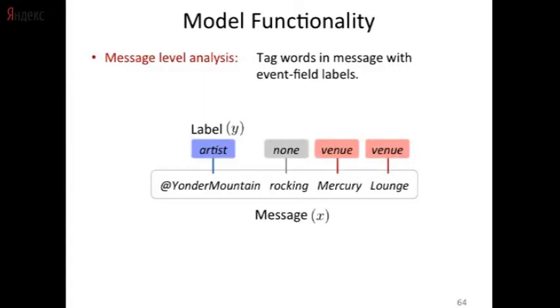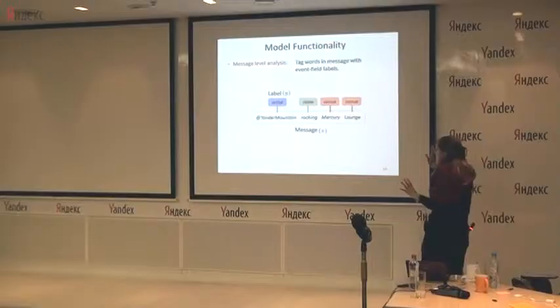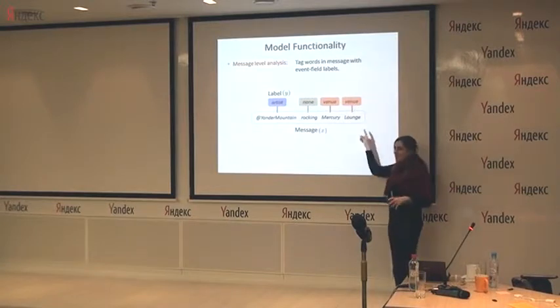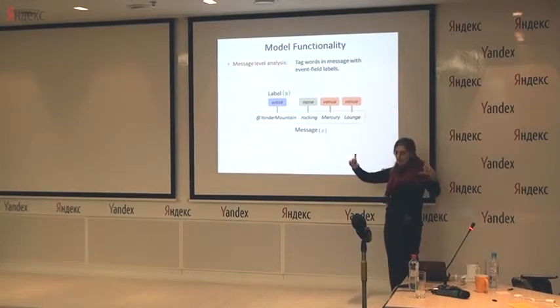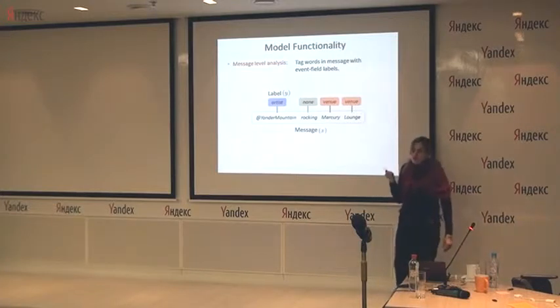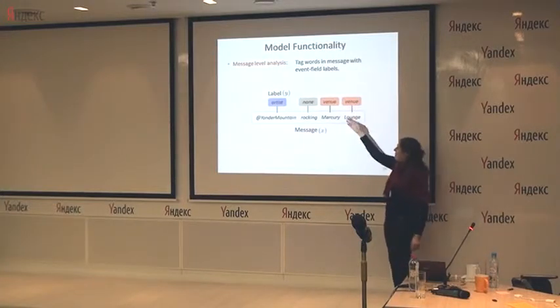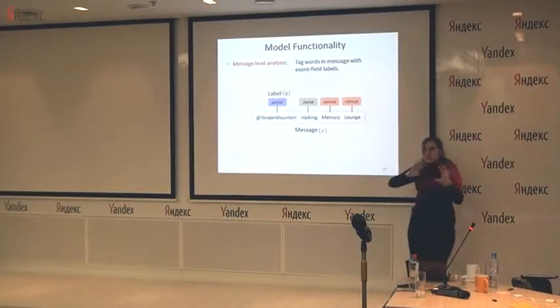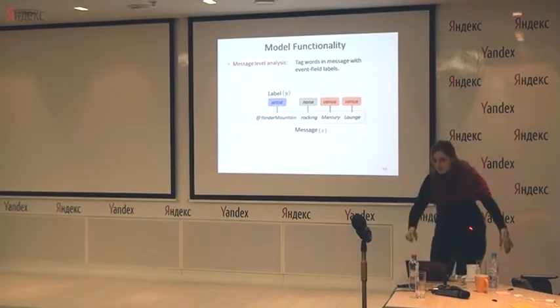So what we are going to be doing, I will show you the functionality of the system first. The first thing that you can do is look at every message, and use your favorite sequence model to identify the role of every word. In this case, it can be artist or venue or whatever, or none. So this is your prediction. You will do this prediction for each single message.